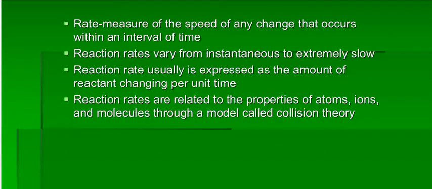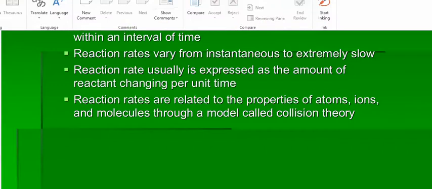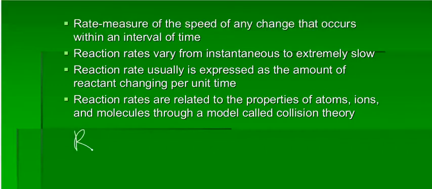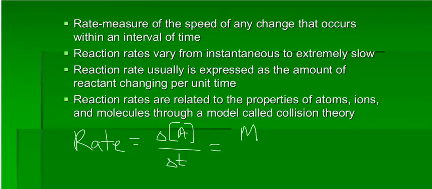Rates of reaction. Rate is basically the speed of the reaction. Some reactions are very slow, some are instantaneous, very quick. Reaction rate is expressed in the amount of reactant changing per time. So for us, rate is equal to the change in concentration of the reactant A, which we're going to use brackets for concentration, over change in time. Unit-wise, concentration is measured in molarity, and time is in seconds. So the units for rate are molarity per second.